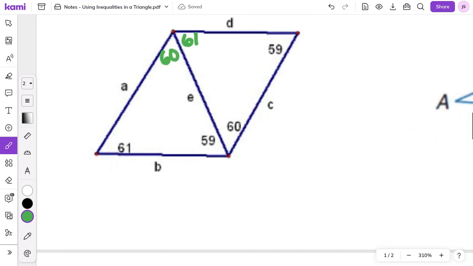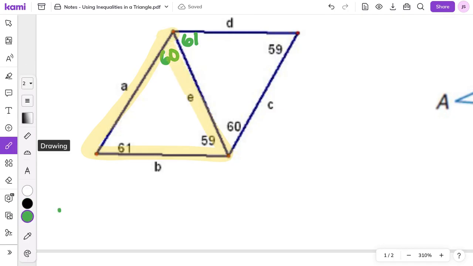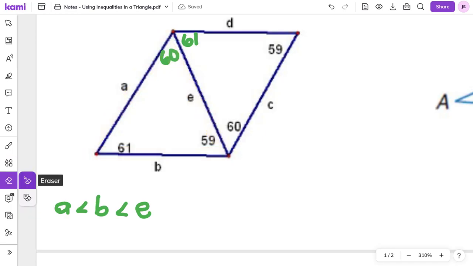So if we focus on just this left triangle first, let's use the base angle inequality theorem. We're going to look at the angle measures to determine the inequality for the sides. So if we focus just on this triangle, I know that just based on the angles, side A would be the shortest, side B would be the medium side, and side E would be the longest.